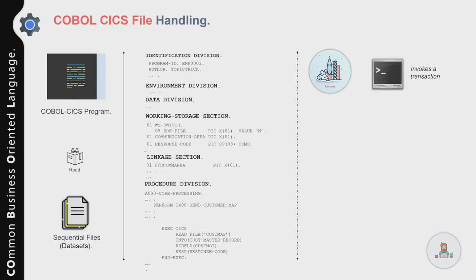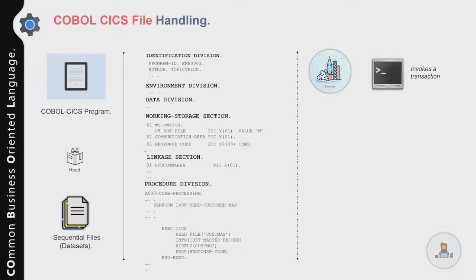So in this example, we have a paragraph that is A000-CORE-PROCESSING. Thereafter, we have a PERFORM statement to execute a paragraph that is 1400-SEND-CUSTOMER-MAP. After that, we have a small snippet of a CICS command which is reading data from the file. If you notice, we have EXEC CICS and END-EXEC, and within that we have issued the READ command to read data from the file.